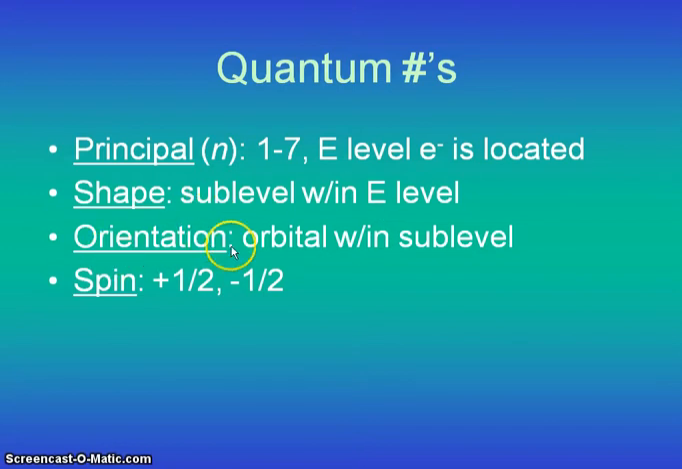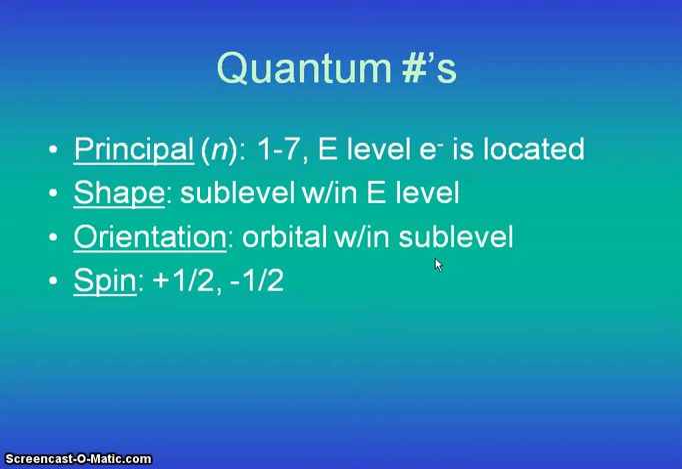The orientation is going to be what orbital within the sublevel you're talking about. So how it is oriented around the nucleus, how that orbital is oriented, horizontally, vertically, and so on. And then finally, the spin refers to the electrons within an orbital.